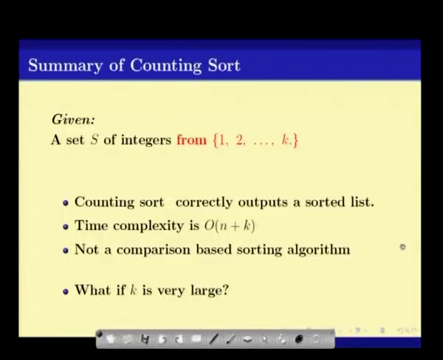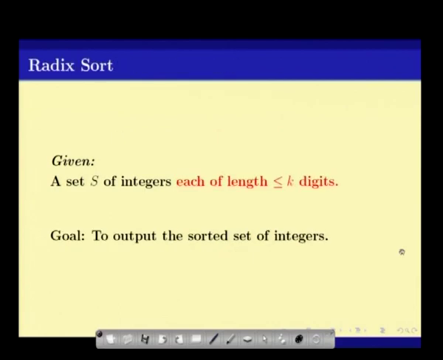For example, if k is n square, then it does not help at all, because this will give me order n square. But if k is small, this gives us a lot of advantage. So, the question is what if k is very large? Instead, we go to a new algorithm, what is called the Radix sort algorithm.